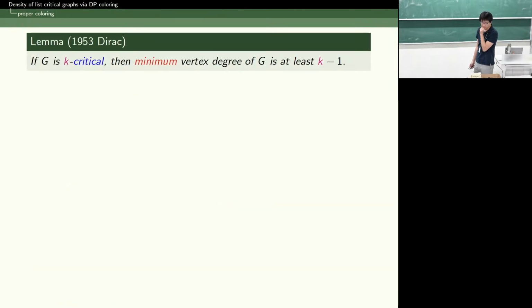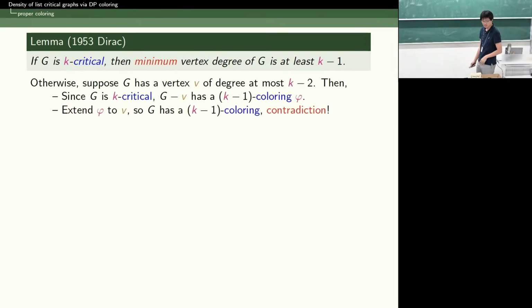So one of the first facts you know when you study these k-critical graphs is that the minimum degree must be at least k minus 1. And why? Well, this is also very simple. Here's the proof. You have some graph which is k-critical, and suppose you have a vertex of low degree, at most k minus 2. I just remove that vertex, and because what's left is a subgraph, the chromatic number will be at most k minus 1, because your graph is k-critical.